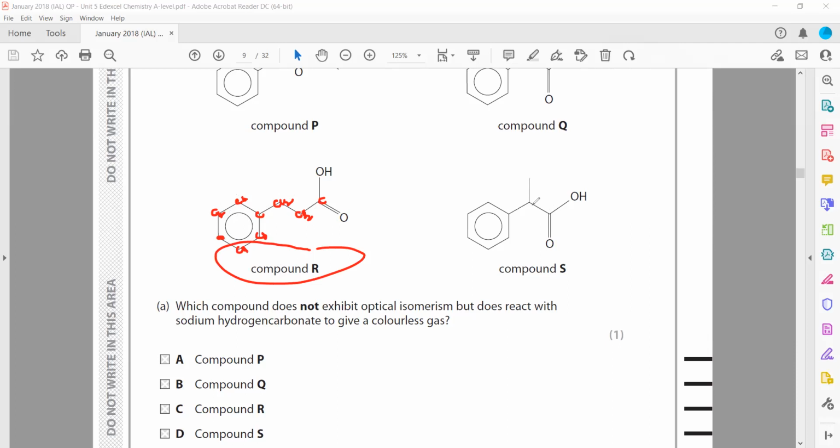About this one, when we check here, this is a chiral carbon. Why? Because one side has hydrogen, one side a methyl group, one side an acid group, and one side a benzene group. So this is a chiral carbon. Is this question clear?